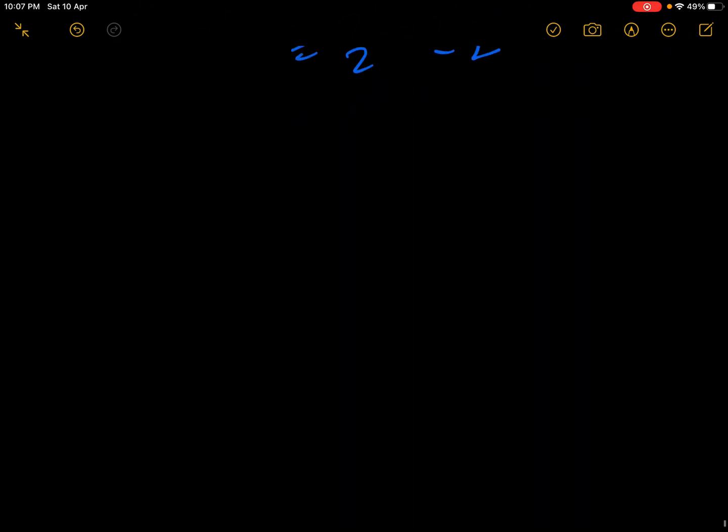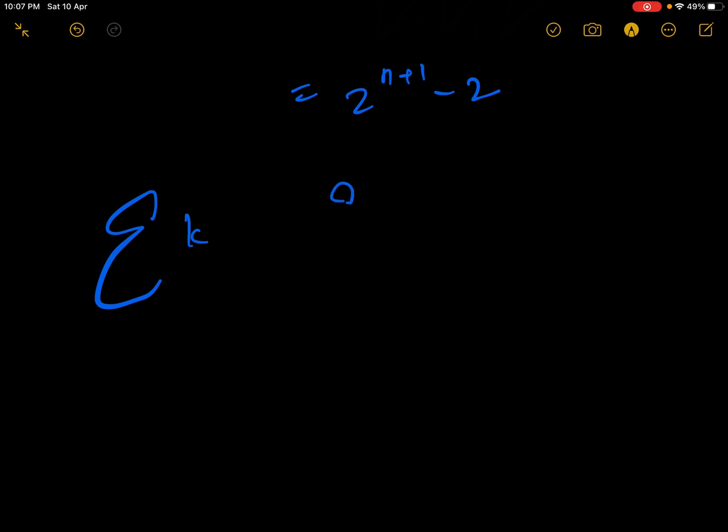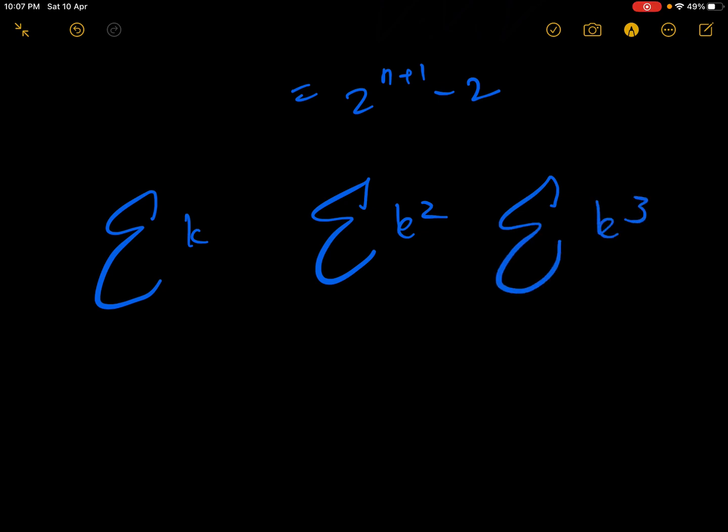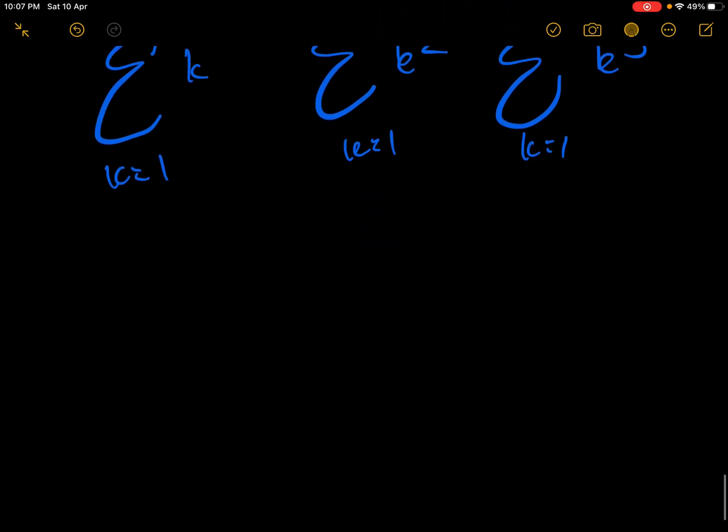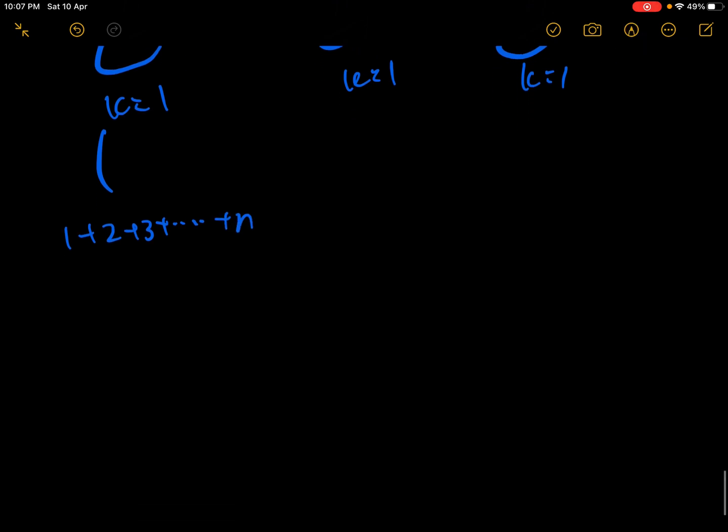But the main focus of sigma on this topic is the special series, which is k, k squared and k cubed, where k goes up to n and k starts at 1. You need to know the general formulas for each of them. For k, since it starts at 1, it will be 1 plus 2 plus 3 and so on until n. Since this is an AP, the general formula will be n times n plus 1 over 2.